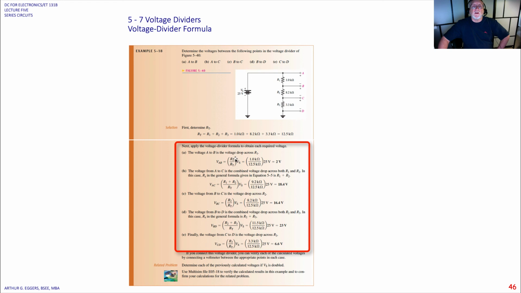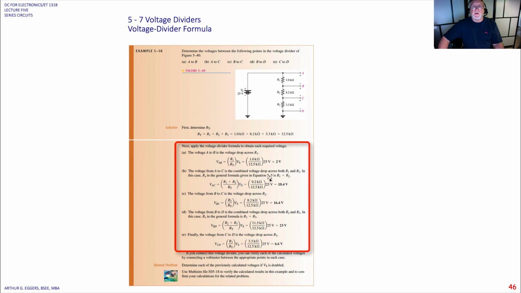In the numerator here, R1 makes sense because that's A to B. In A to C, though, we've got 2 resistors, so we have to add R1 and R2. Voltage B to C, we've got 1 resistor, R2. In voltage B to D, again we've got 2 resistors, R2 and R3. And finally, C to D, our last resistor, is just R3. So you have to look and determine how many resistors are in play to determine the correct voltage divider. In A to B, we end up with 2 volts.